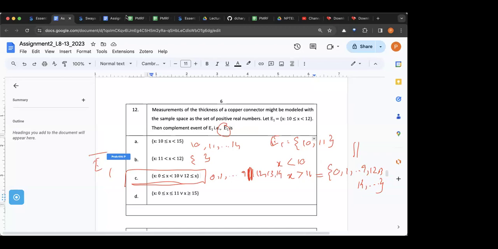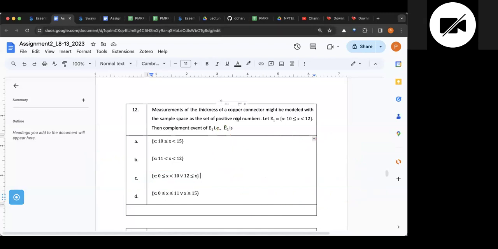So let's see what this is. This describes 0, 1, 2 till 11, and all numbers greater than or equal to 15: 15, 16, 17, 18. So here it has 11, and E1 also has 11. E1 complement is not supposed to have 11. So this is not the answer. The correct option here is option C: numbers 1 to 10 and all numbers greater than 11, which is 12 and higher. This one.